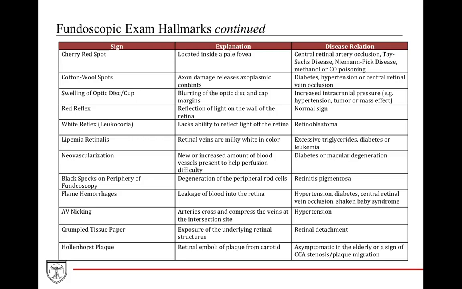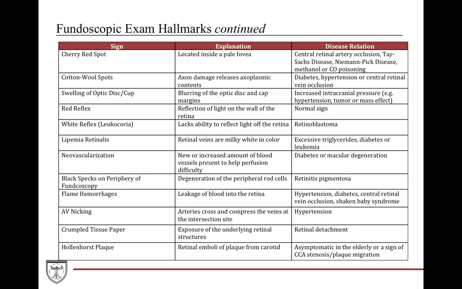You can get something called lipemia retinalis, and this is when the retinal veins actually become milky white. So we said that the veins are darker than the arteries. When the veins actually are white, then you got to think this person either has high triglycerides, diabetes, or even leukemia. Then you can get neovascularization. This is when you get new blood vessels or an increased amount of blood vessels that help with perfusion of the retina for some reason. There's some pathologic reason going on and why they need new blood vessels. So there's something like diabetes or macular degeneration.